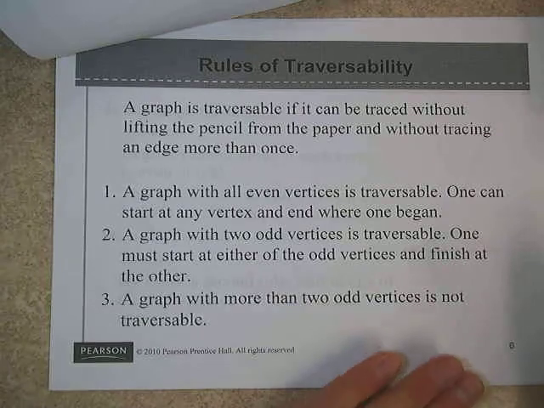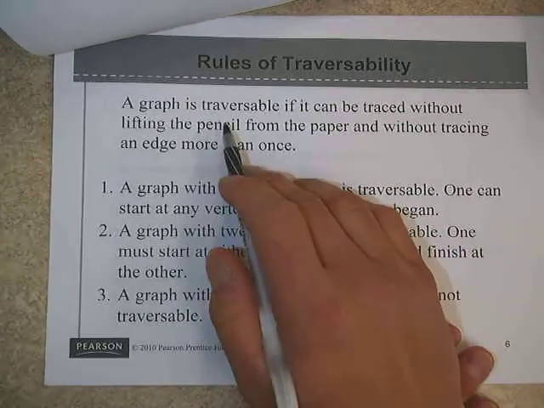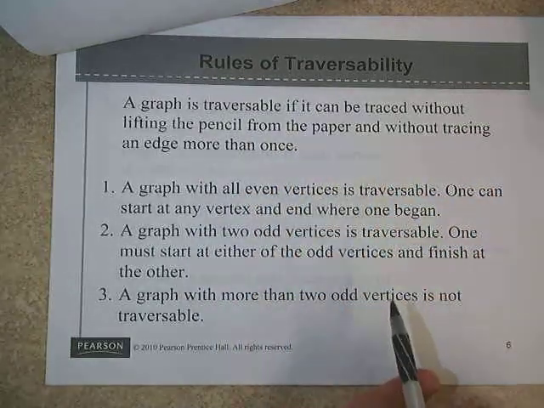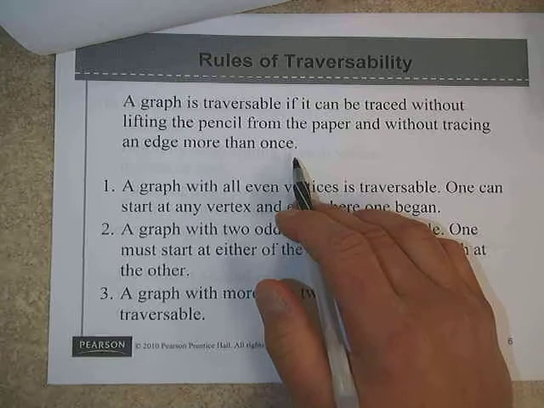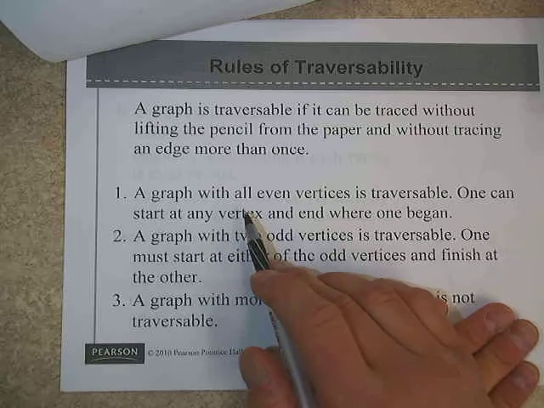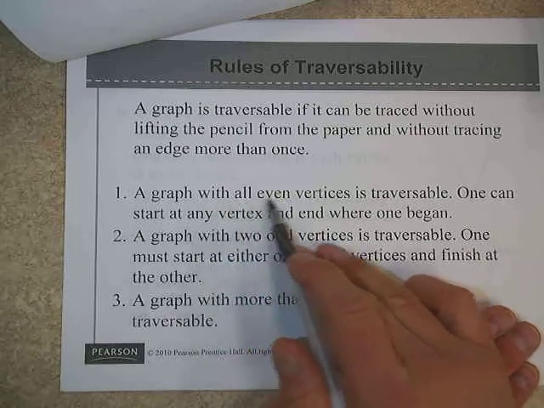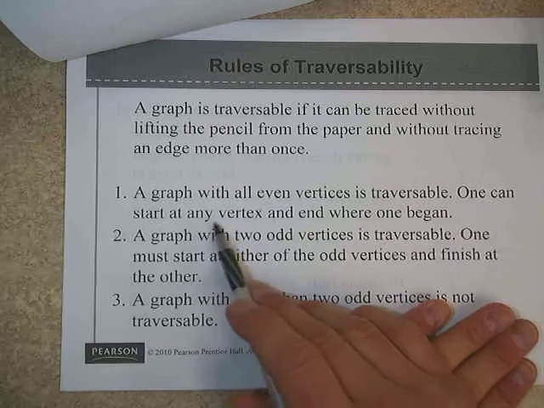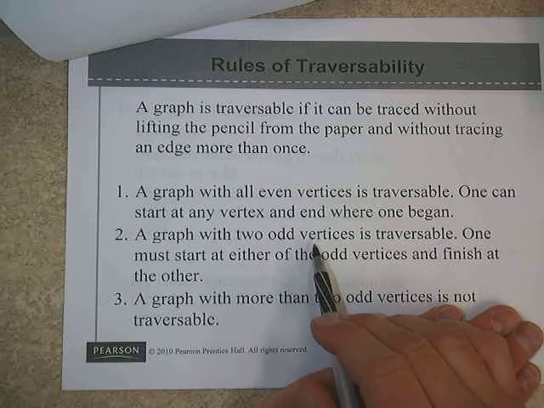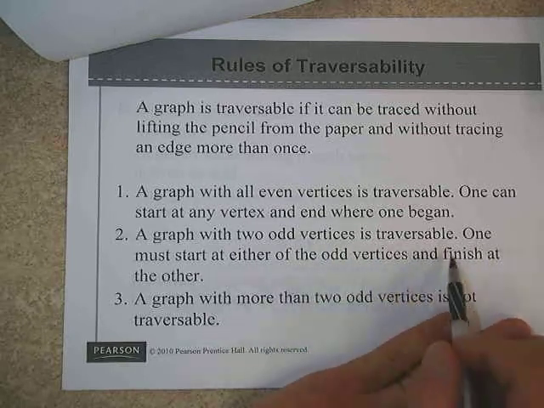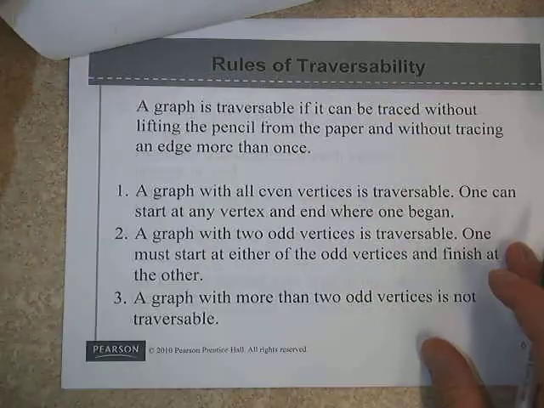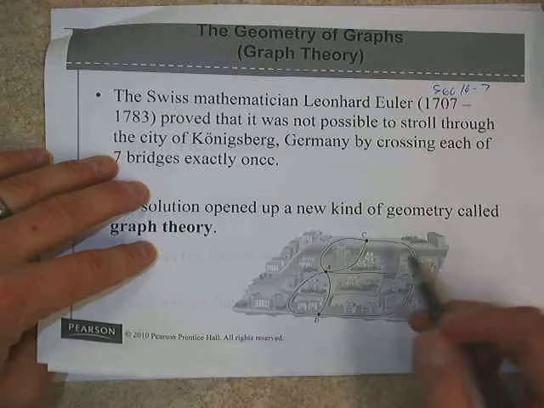All right, so what we're going to look at next is traversability. This gets back to that Königsberg bridge problem. Ultimately a graph is traversable if it can be traced without lifting the pencil from the paper and without tracing an edge more than once. So we can't cross an edge more than once, and we also can't lift the pencil off the paper. Here are some rules for whether a graph is traversable or not. A graph with all even vertices is traversable. One can start at any vertex and end where one began. A graph with 2 odd vertices is traversable. One must start at either of the odd vertices and finish at the other. And a graph with more than 2 odd vertices is not traversable.